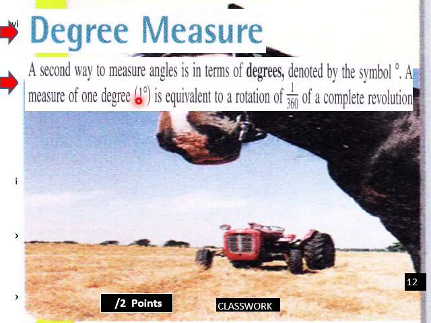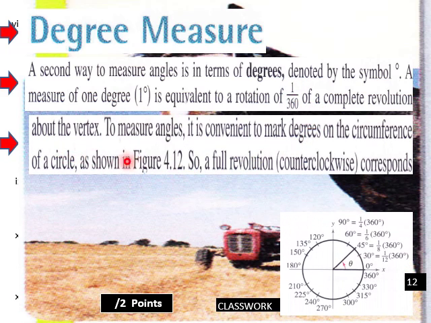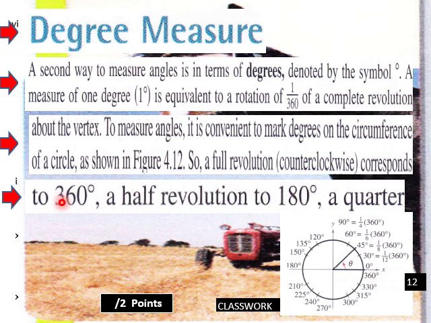Degree measure: a second way to measure angles is in terms of degrees, denoted by the symbol right up here, your degree symbol. A measure of 1 degree is equivalent to a rotation of 1 over 360 of a complete revolution about the vertex. So here is a circle with all the degree measurements for rotation. To measure angles, it is convenient to mark degrees on the circumference of a circle. So a full revolution, counterclockwise, corresponds to 360.